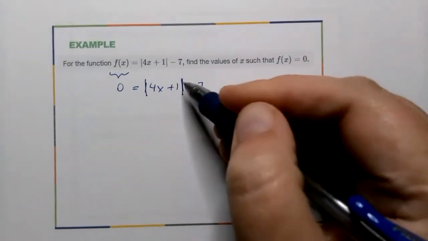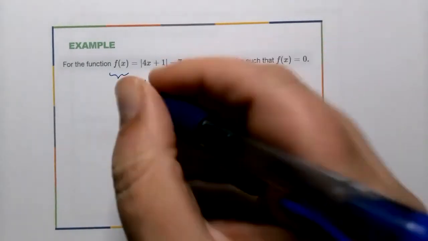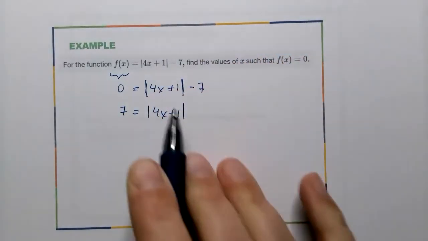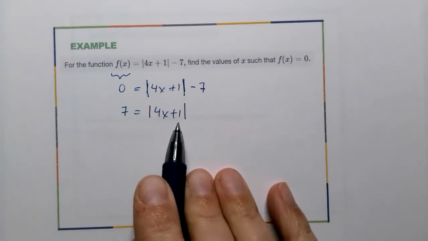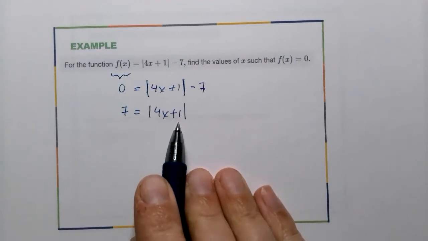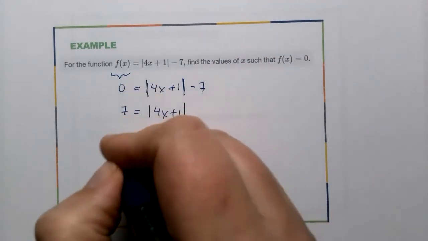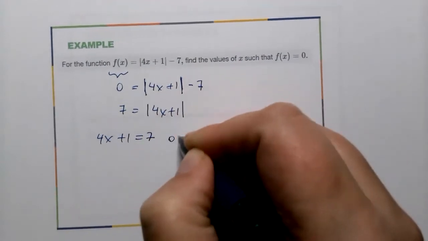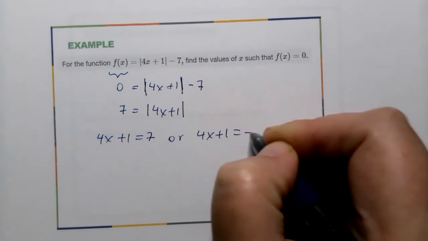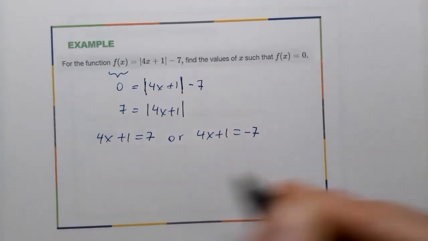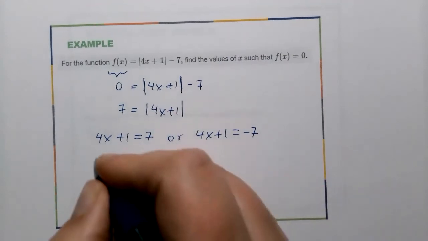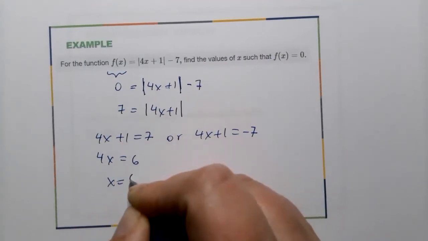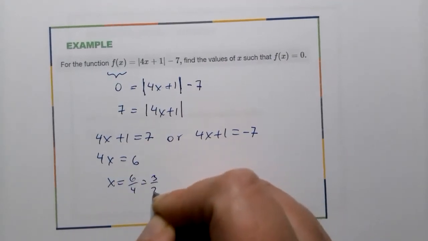And we need to isolate the absolute value, so bring 7 to the other side. So I have 7 equals the absolute value of 4x plus 1. Now we are ready to open up the absolute value, and we're going to get 2 separate equations at this point. So 4x plus 1 could be equal to positive 7, or 4x plus 1 could be equal to negative 7. All right, let's solve each equation separately. 4x is 6, in this case x is 6 over 4 or 3/2.